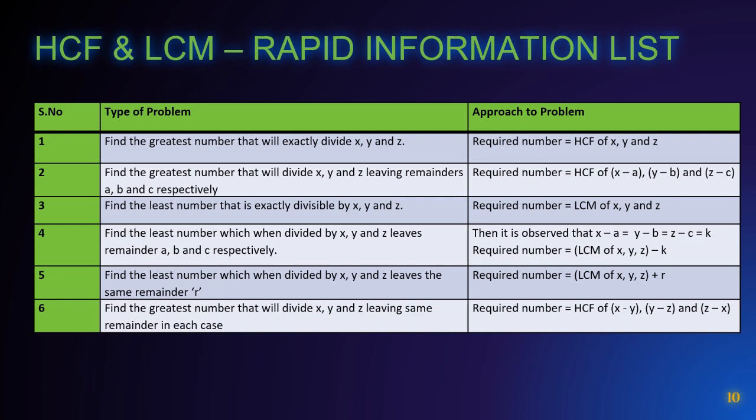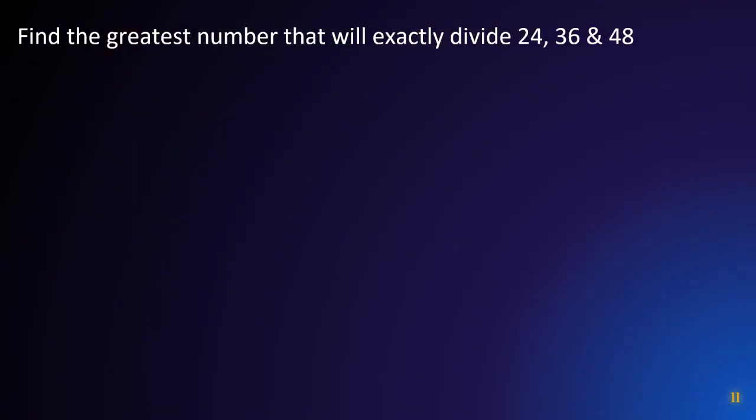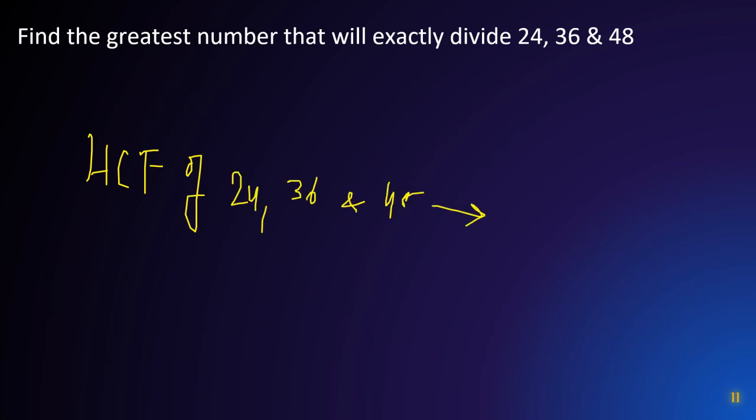So let's see a couple of questions based on this rapid information list. The first one is here. Find the greatest number that will exactly divide 24, 36 and 48. Again, that's nothing else but the HCF. So the HCF of 24, 36 and 48 is the answer. We had previously found that the HCF of 24, 36 and 48 is 12, and that will be your answer.